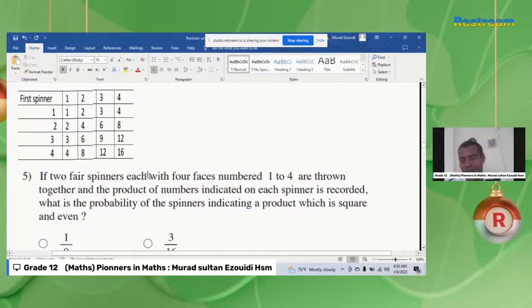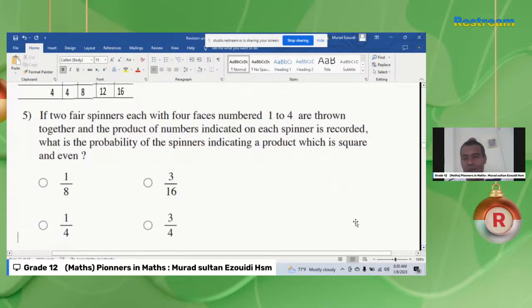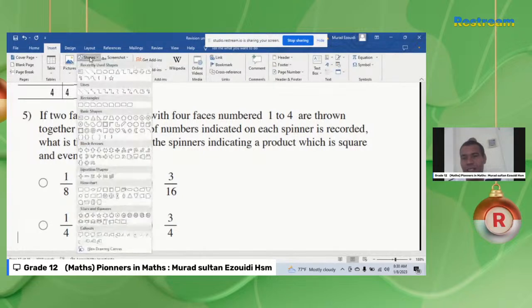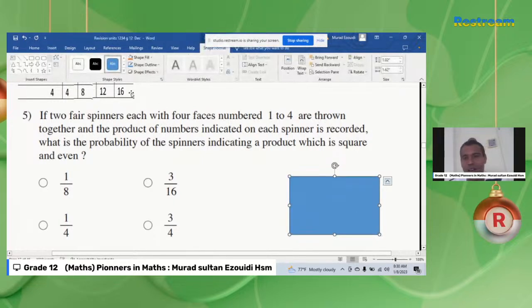So it will be 6 divided by what, learners? By 16. It will be 6 divided by 16. Okay, 6 divided by 16. I will write the answer here. Okay, we told that when multiplying the numbers that will appear in the first spinner and the second spinner, we found 6 numbers.